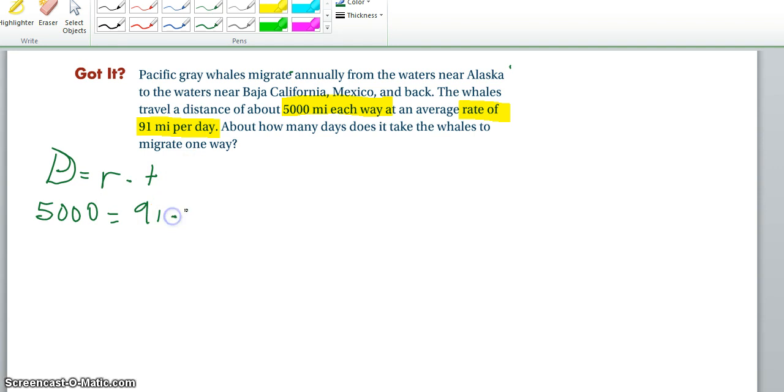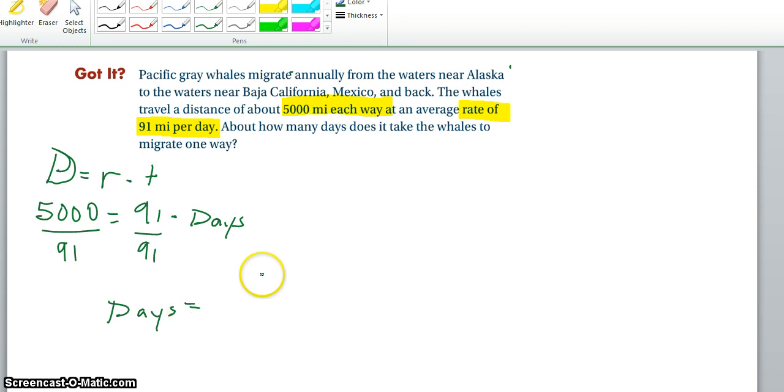Per is always indicative of a rate. And then our time is going to be in days. So I'm going to go ahead and write out that that's going to be days. So to solve this, we would just take 5,000 and divide by 91 on both sides. Get our days by itself. Again, I like to write what I'm solving for on the left. So days is going to equal, when you plug in the math, 54.94, so approximately our days will equal 55.